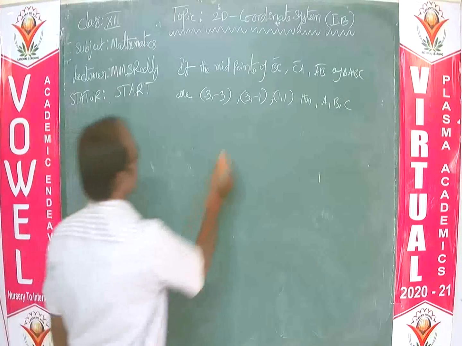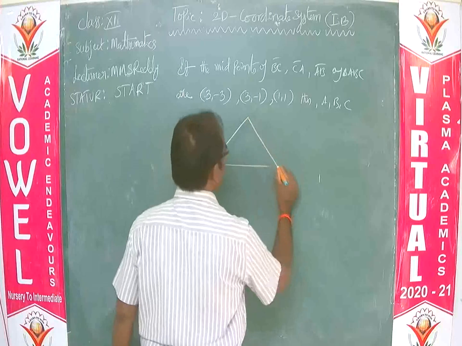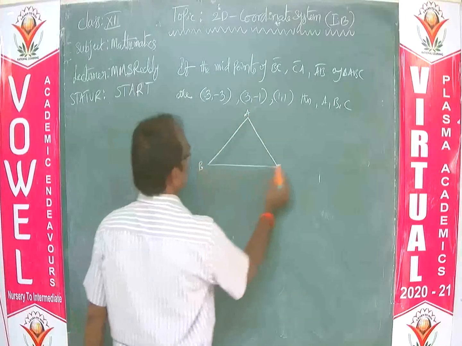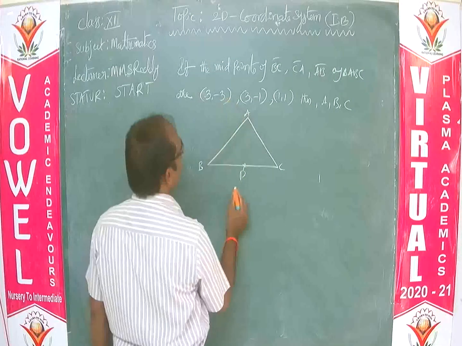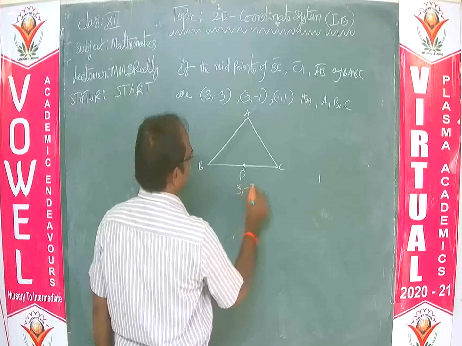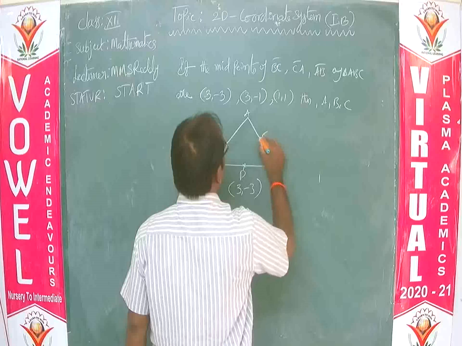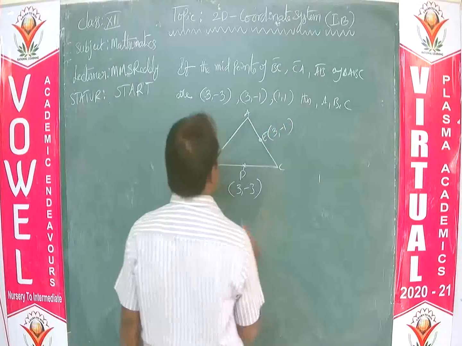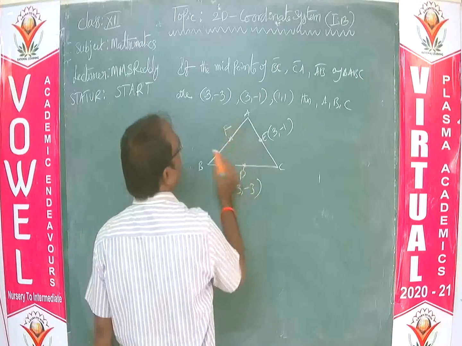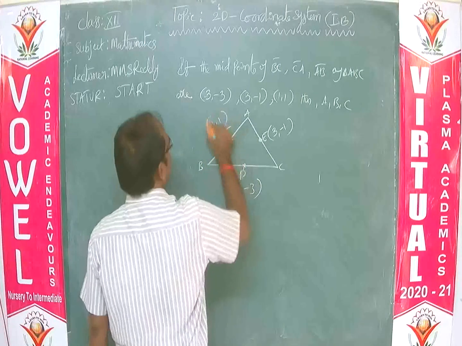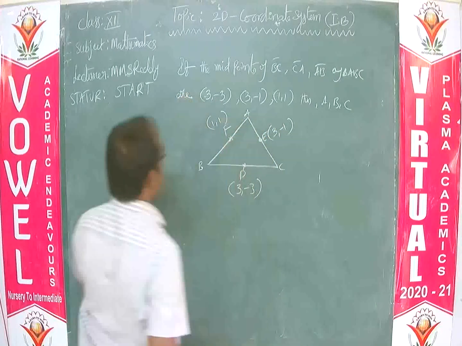Look here once again. Let ABC be the triangle. Let D be the midpoint of BC, 3, minus 3 is given. E, the midpoint of CA, 3, minus 1 is also given. F, the midpoint of AB, is given, that is 1, 1. So 3, minus 3; 3, minus 1; 1, 1.